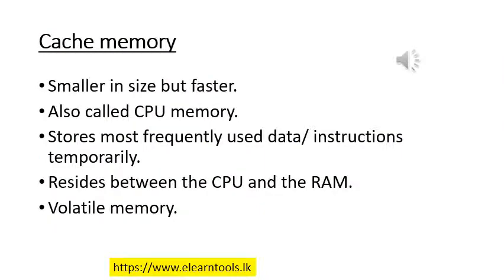Children, now we are going to talk about cache memory. It is smaller in size but faster, even faster than RAM. Also called CPU memory. It stores most frequently used data or instructions temporarily. It resides between the CPU and the RAM. This is a volatile memory.